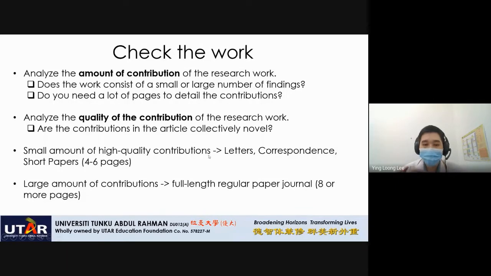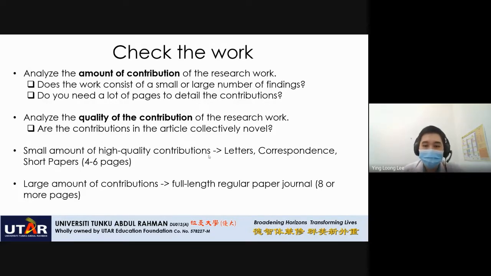They are actually 4 to 6 pages. For example, IEEE Wireless Communications Letters and IEEE Communications Letters. These are short papers. The number of pages is around 4 to 5 pages. There used to be 3, and then somehow they increased to 4, and now they have increased to 5. But for the 5th page, they will charge you.